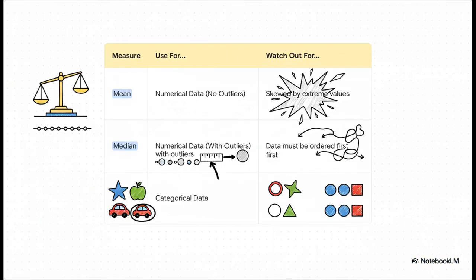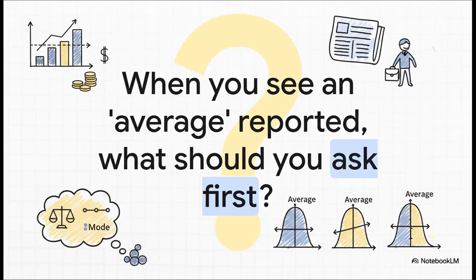And this chart really lays it all out for you. It's your cheat sheet. Basically, if you have numerical data and there are no crazy outliers, the mean is your best bet. But the second you see those extreme values, you've got to switch to the median to get a more honest picture. And finally, if you're not even dealing with numbers, if you have categories like favorite foods or survey answers, then the mode is the only way to go. Simple as that.